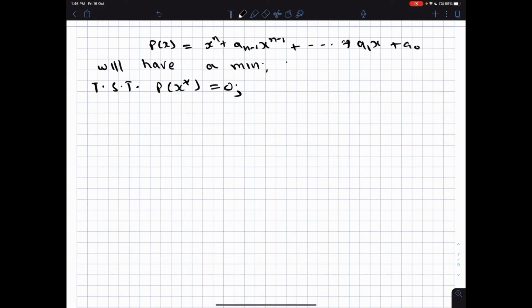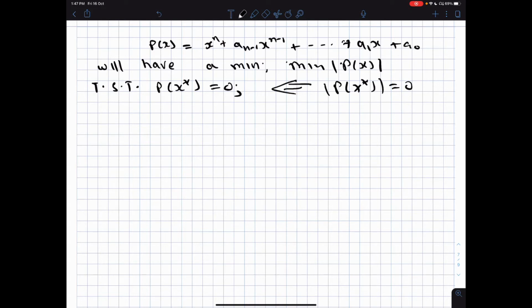I'm sorry, I meant that the mod of p of x has a minimum. That's what we tried to show. And now we want to show that the mod of p of x star is 0, which effectively also means that p of x star is 0.